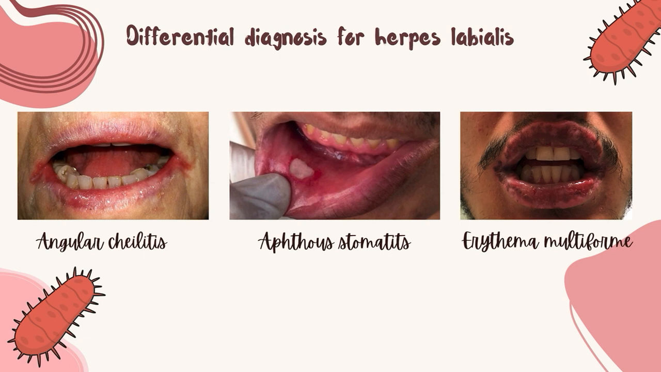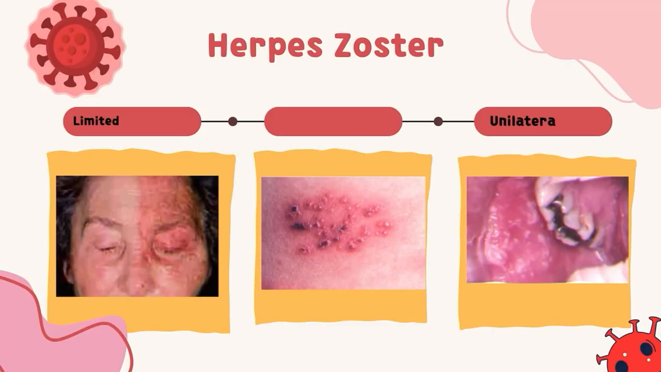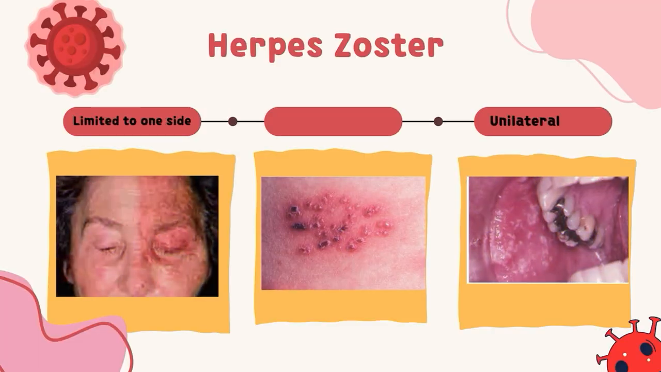Herpes zoster, also known as shingles, caused by varicella zoster virus. Primary infection results in chickenpox. Recurrent infection causes herpes zoster. Herpes zoster is an acute viral infection.